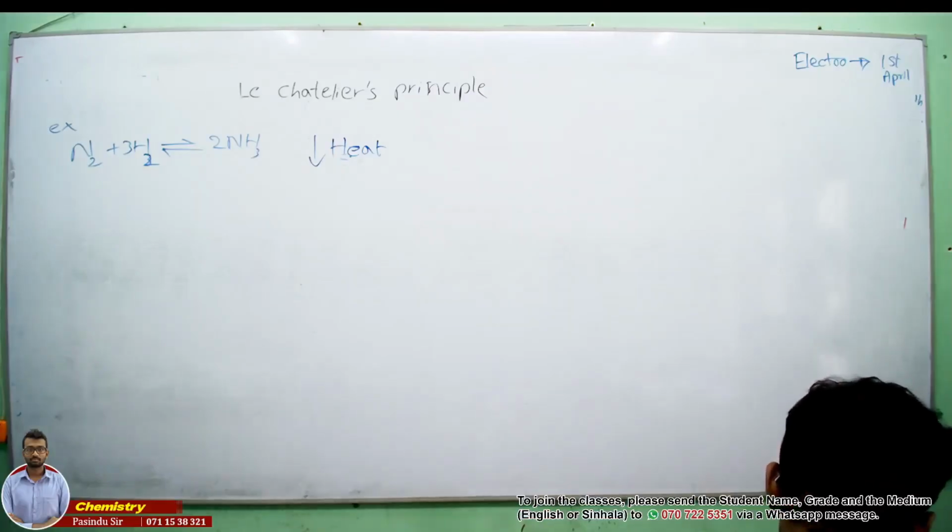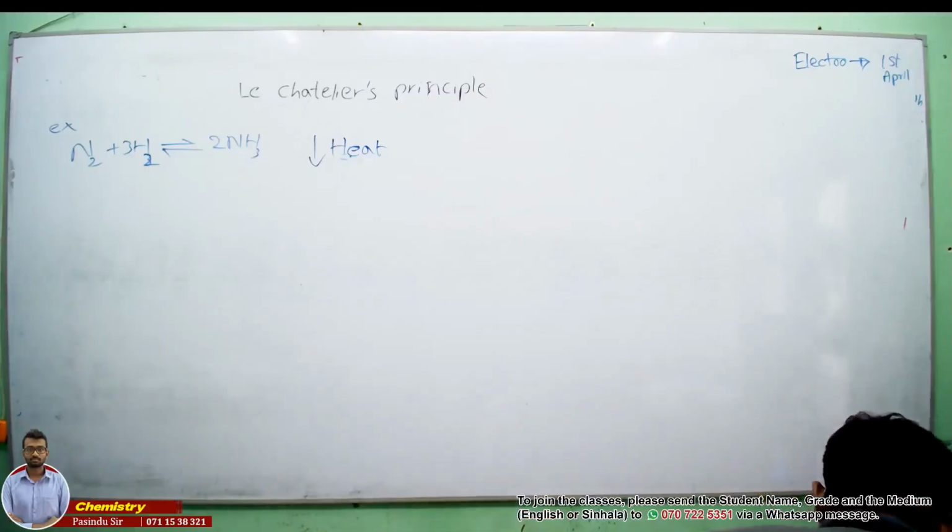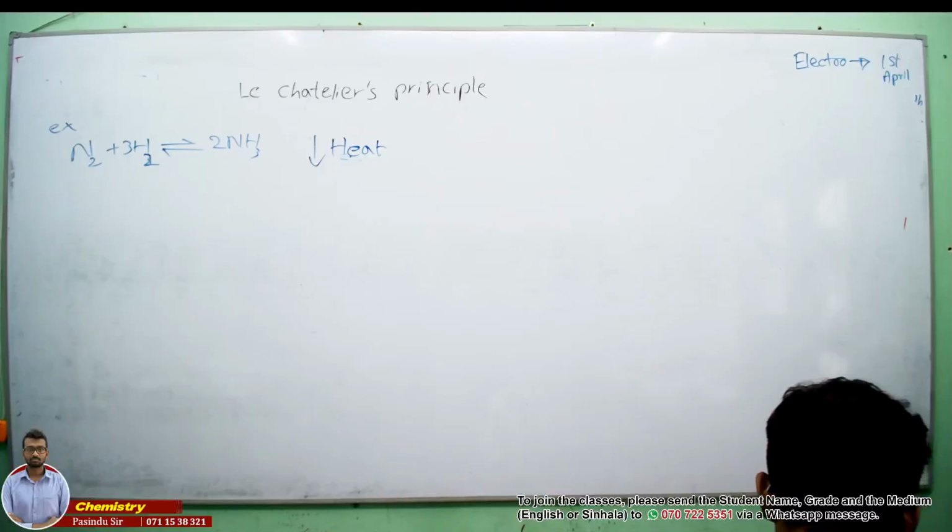Write down: the equilibrium constant for an exothermic reaction decreases as the temperature increases.